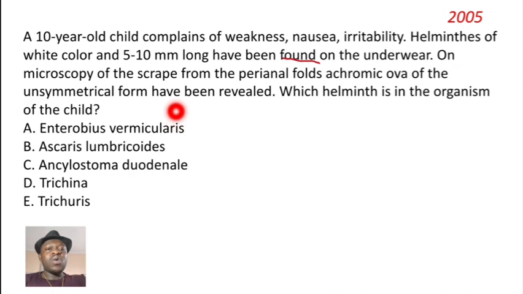A 10-year-old child complains of weakness, nausea, irritability. Okay, so this one is a repetition, in the same paper, but they asked it again, right? They didn't change anything, they just repeated it, right? The underway is your keyword. So the answer will be Enterobius vermicularis, right?